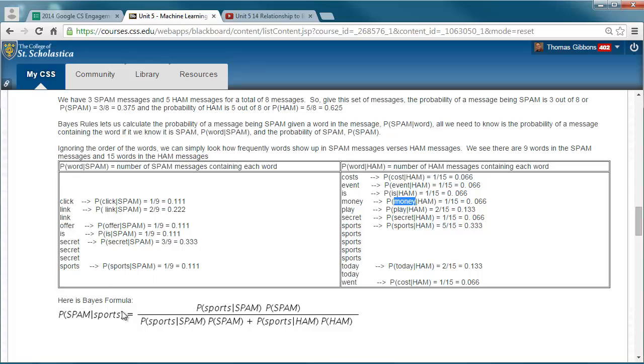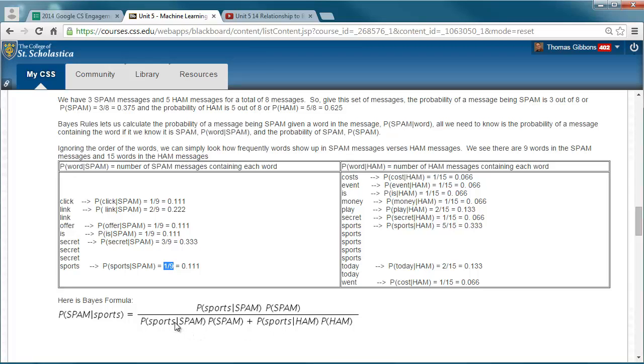Now we can apply Bayes' formula. So given a word like sports, what is the probability that it's spam? And we can work out this probability here using Bayes' formula. I won't go into that too much, but it's just the opposite conditional probability, times the probability of spam. So again, we can look that up right up here. What's the probability of sports given a spam word? That's right here, that's 1/9. So this term here is 1/9. What's the probability of spam? That's 3/8. So I can put that in here.